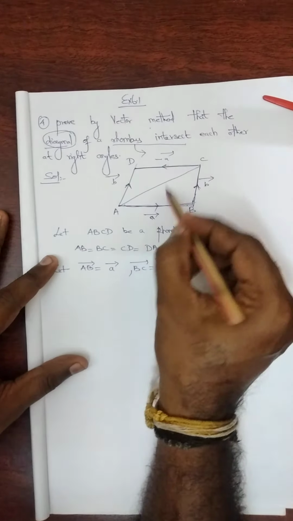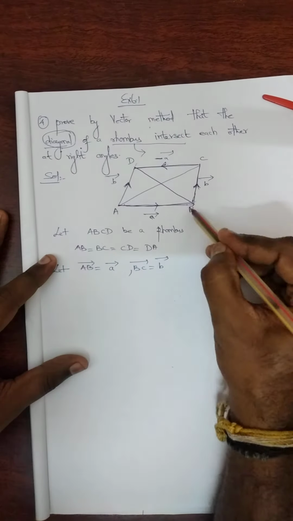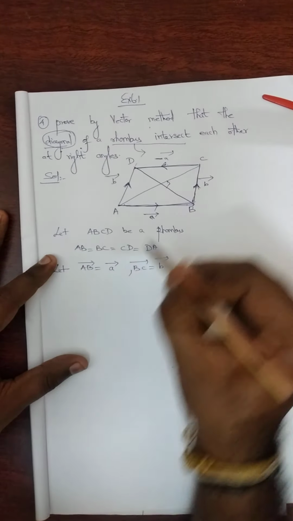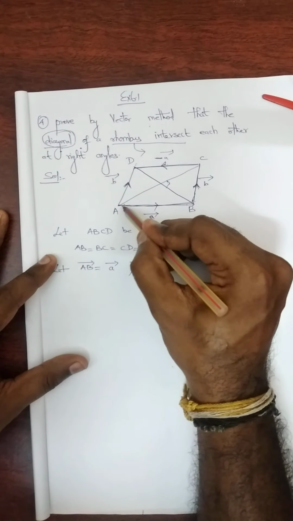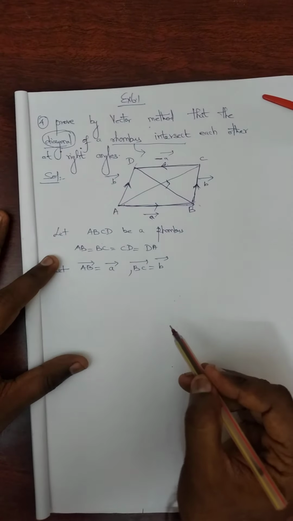So what I want to prove? The diagonals of a rhombus. I drew one diagonal, so I need to draw another diagonal also. This is another diagonal. The diagonals of a rhombus intersect each other at right angles. At right angles is nothing but 90 degrees. 90 degrees is nothing but perpendicular. What is perpendicular? I need to prove the dot product is equal to 0.